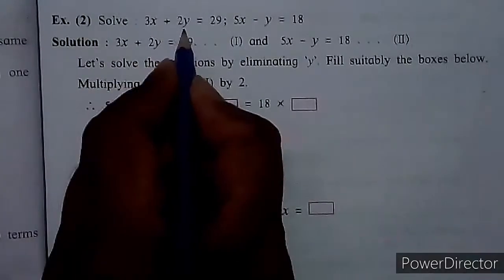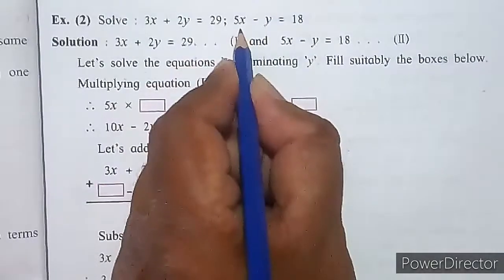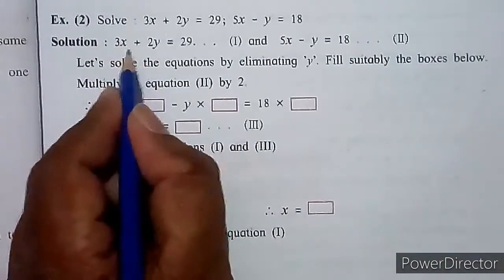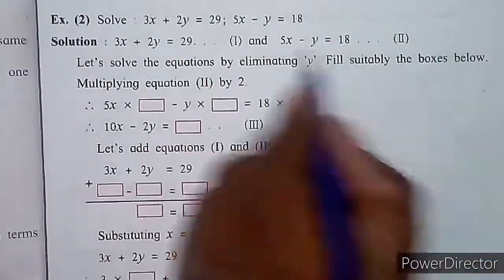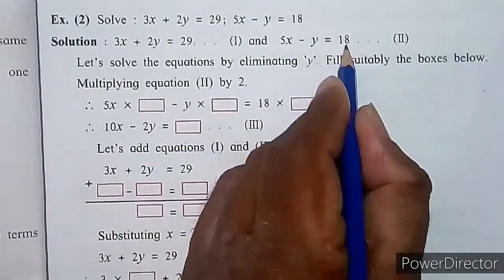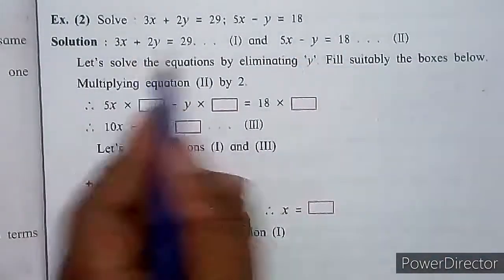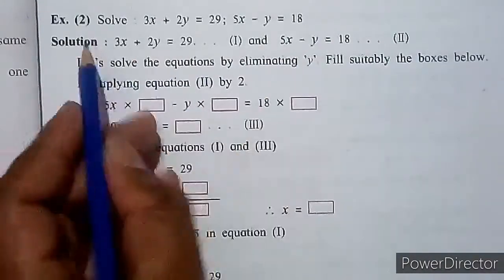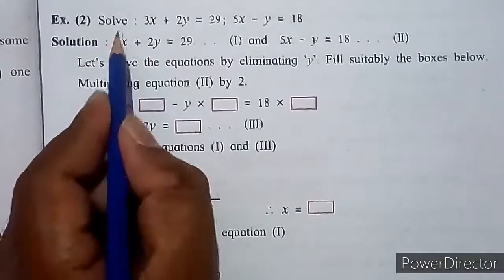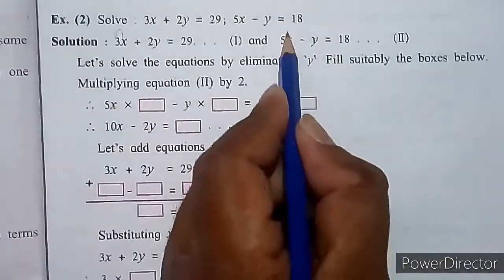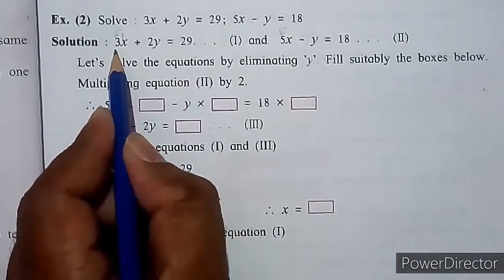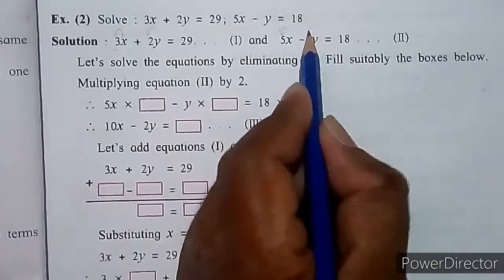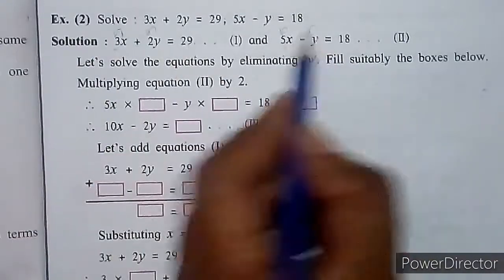Example 2: solve 3x plus 2y equals to 29, 5x minus y equals to 18. Write down 3x plus 2y equals to 29 as equation 1, and 5x minus y equals to 18 as equation 2. Now by checking whether the coefficients are equal or not, we find that 3 is the coefficient of x and 5 is the coefficient of x. These are not equal. The coefficient of y is 2 here, and here the coefficient of y is minus 1.